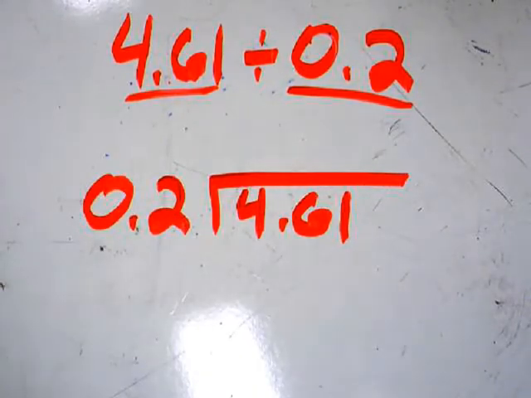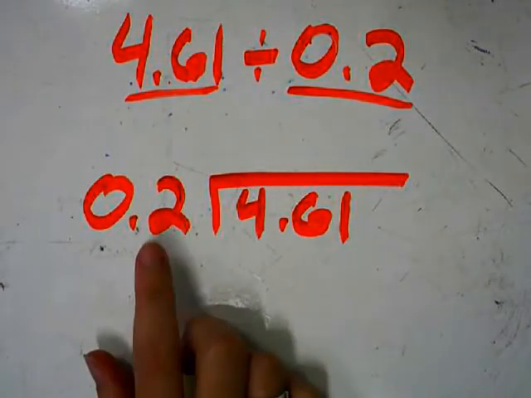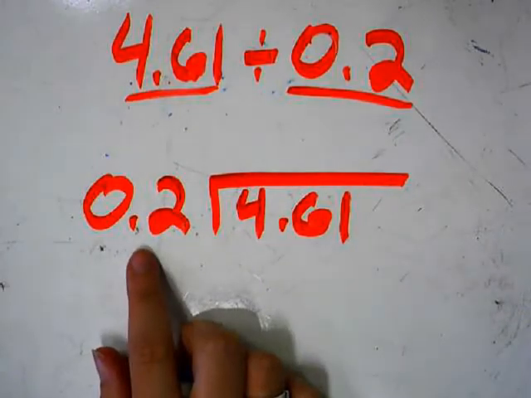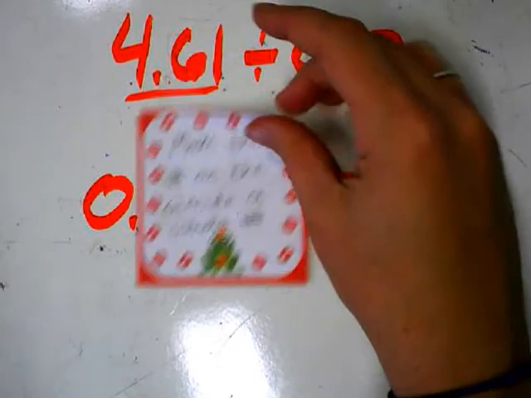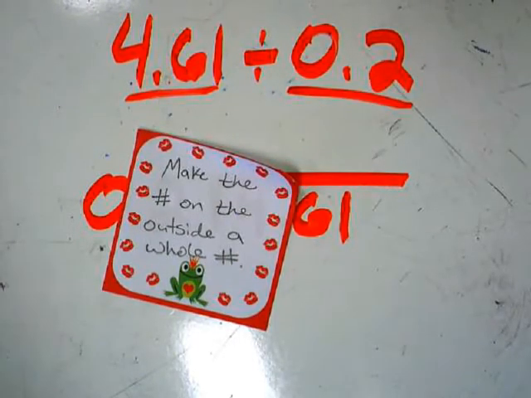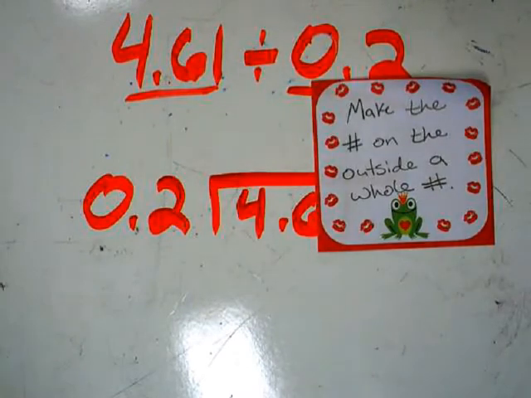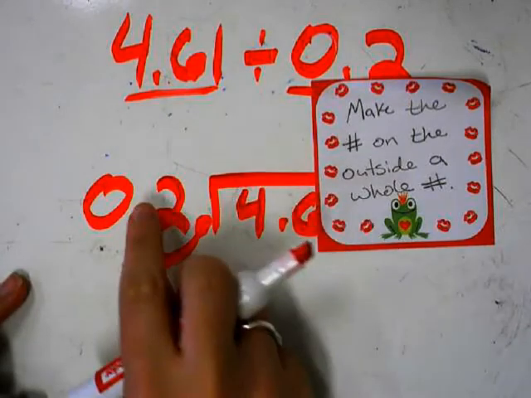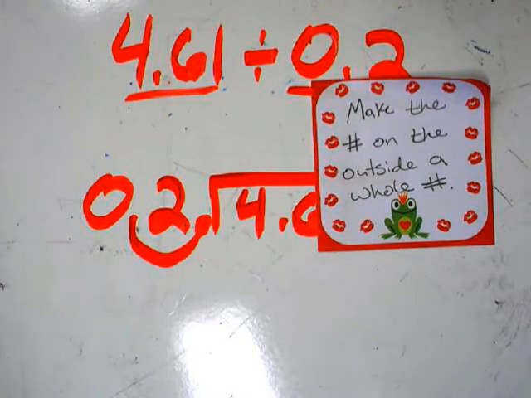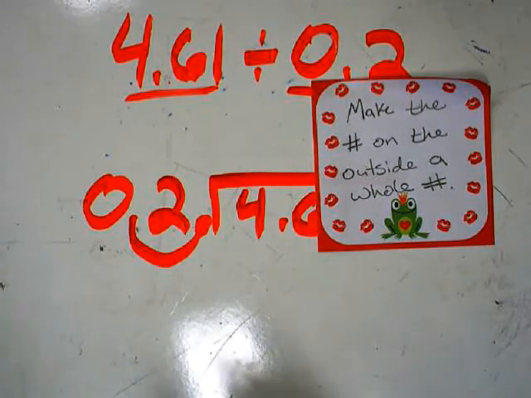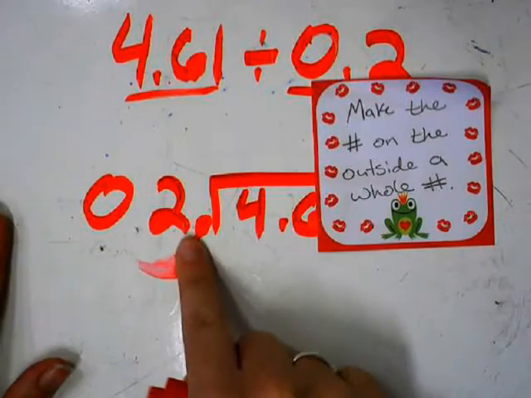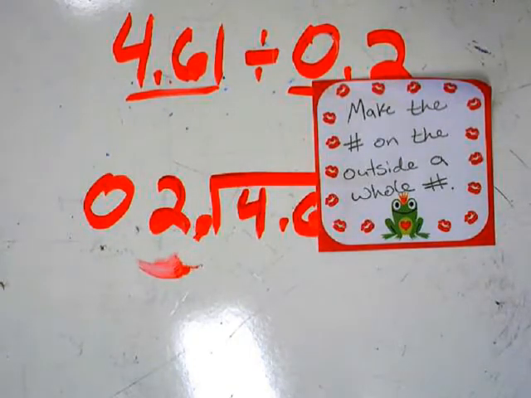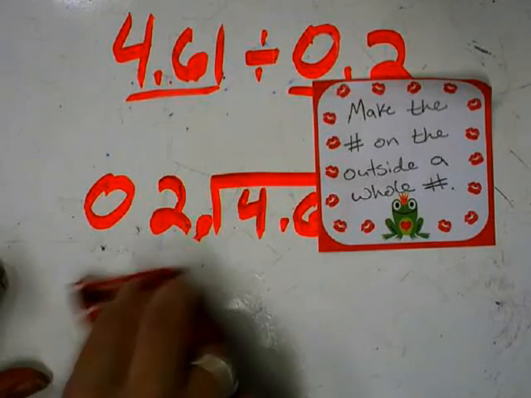Okay, now when you do this, you don't divide by a decimal. You just don't do it. What you do is you make the number on the outside a whole number. And here's how you do that. You take this lovely little decimal right here and you move it. And now it's a 2. Really, guys, that's all you do. So you take this and you make it into a 2, okay?